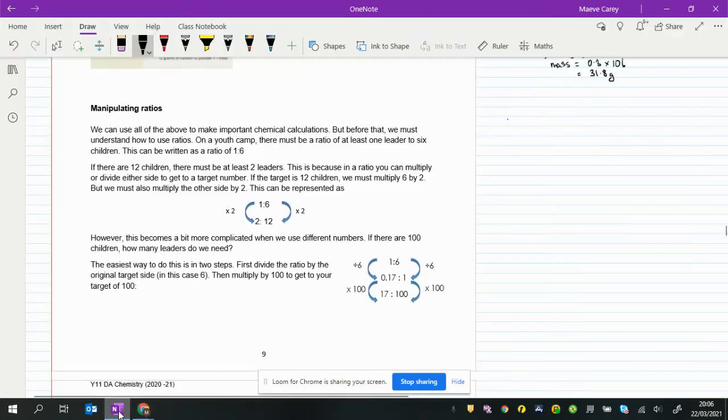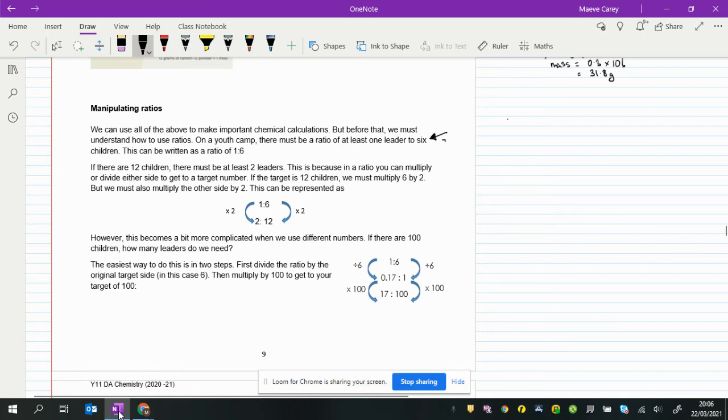So let's have a look at how this works in an everyday context. On a youth camp, there must be a ratio of at least 1 leader to 6 children. You'd understand that if you've gone on school trips, especially at primary school. There's always a requirement to have a certain number of teachers per child, or if you're in scouts, you'll know there's a requirement to have a certain number of adults for every certain number of children. So say it's 1 to 6. Every time there's 6 children present, there must be at least 1 leader, 1 adult present for that.